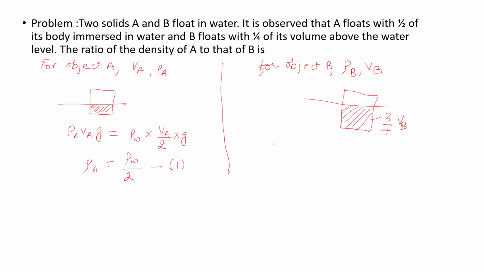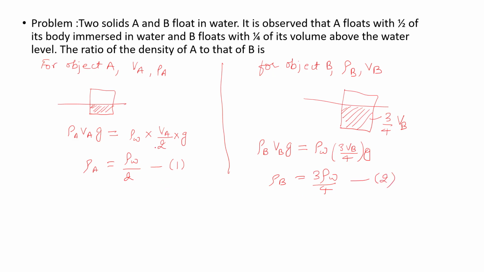Now as the object is floating, the buoyant force acting on the object is equal to the weight of the object. The weight of the object is equal to rho B VB times g, which is mass of object B into g, which is equal to the buoyant force, which is equal to rho water into the volume of the displaced fluid, which is 3 VB by 4, times g, correct? Now when we solve this, we get rho B is equal to 3 rho W by 4. Let's name this equation number 2.